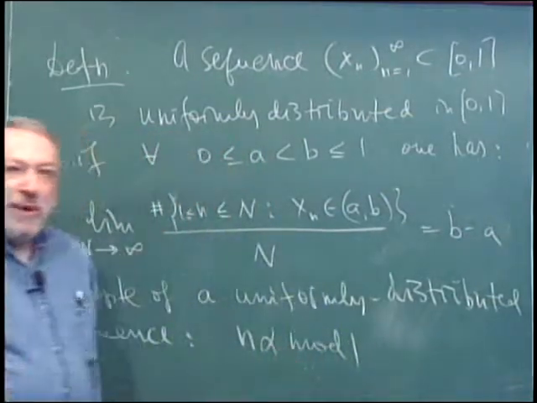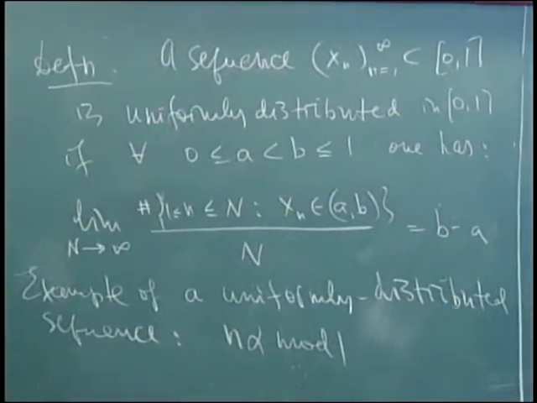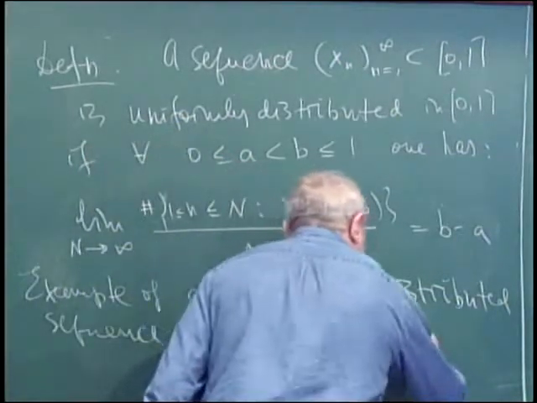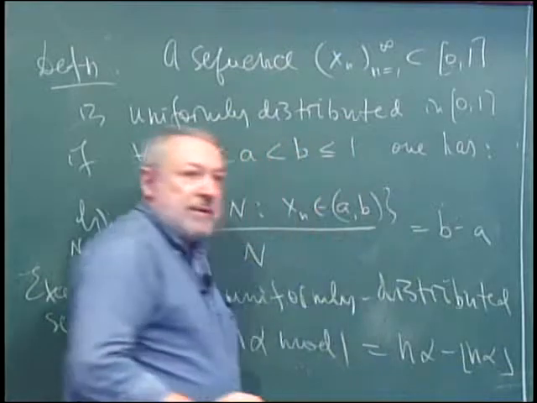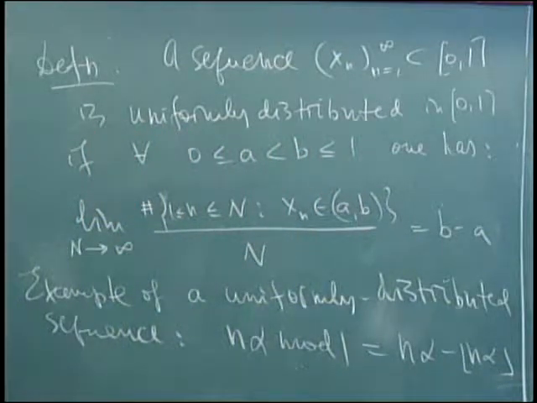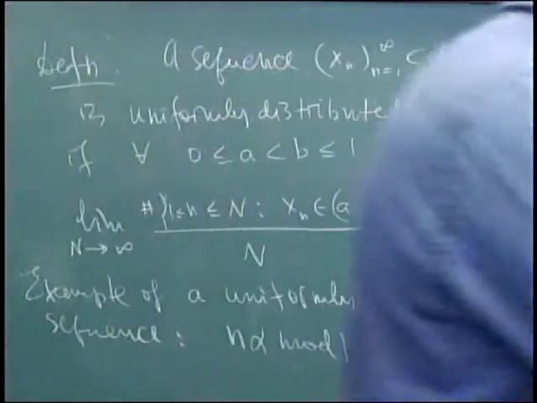Is the notation mod 1 clear to us? Mod 1, this is the same as n alpha minus the integer part of n alpha. And it is a sequence which you can prove is uniformly distributed by using just this definition. So that's an exercise. But that one is intuitively obvious.